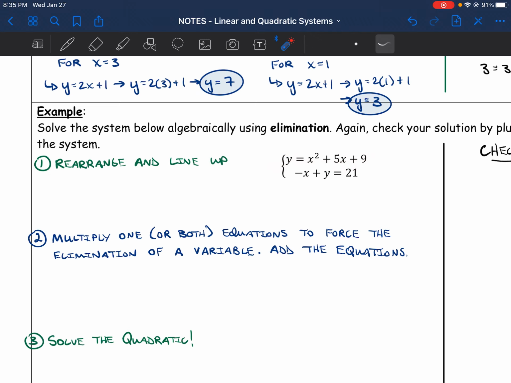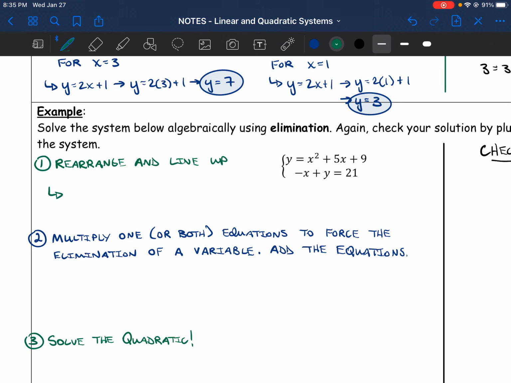And in my mind, one of the goals that I have is I actually want to eliminate the y's. The reason I want to eliminate the y's is because it's going to leave the equation in terms of x. Notice x is the squared variable. If I can get all the x's grouped up and the y's eliminated, then it's going to give me a quadratic equation that I can actually solve for. So I'm going to take the bottom equation, negative x plus y equals 21, and I'm going to rearrange it so that it's in the same format as the top equation. So here's what that would look like.